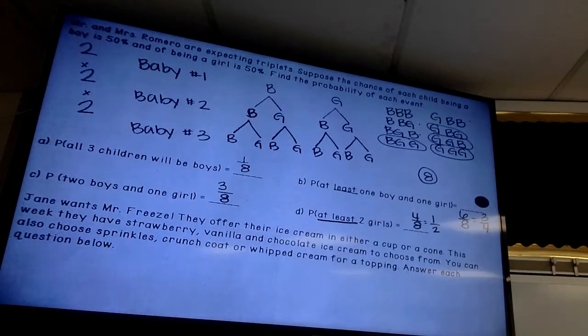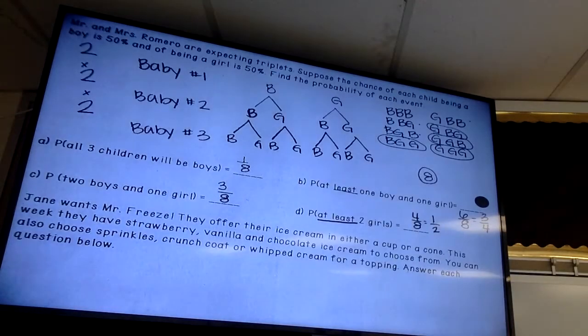So we're going to try one more, and this is Jane, who wants to go to Mr. Freeze. And they offer their ice cream in either a cup or a cone. This week they have strawberry, vanilla, and chocolate ice cream to choose from. You can also choose sprinkles, crunch coat, or whipped cream for a topping. Answer each question below. So whenever we make a tree diagram, it assumes that one event can occur.